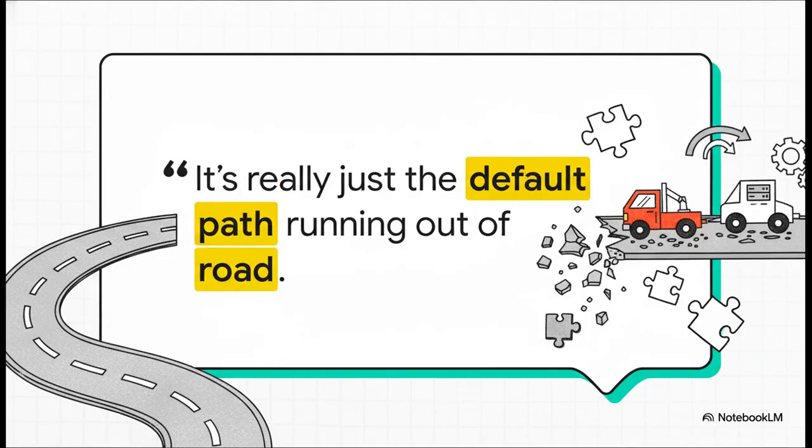Which brings us to this quote. It's really just the default path running out of road. And that's the key takeaway, isn't it? When etcd starts to struggle, it doesn't actually mean something has failed. It just means you've hit the end of the line for the standard out-of-the-box setup. You've driven that default configuration as far as it was ever meant to go.